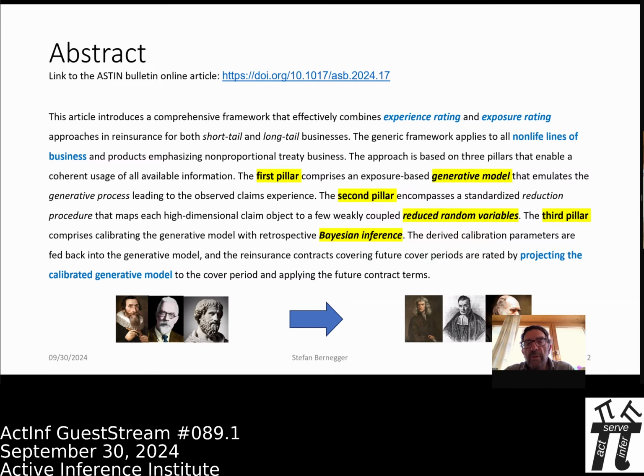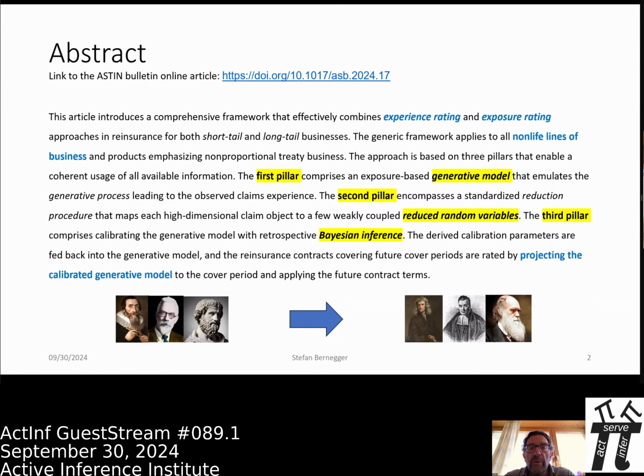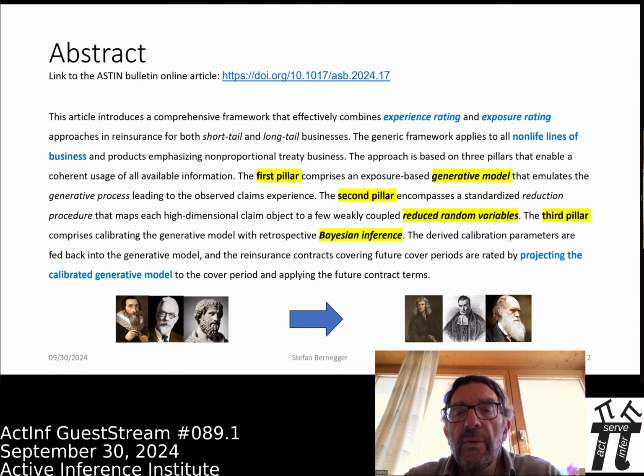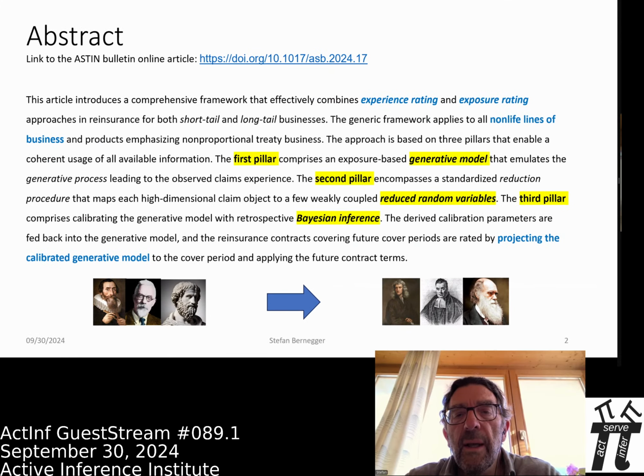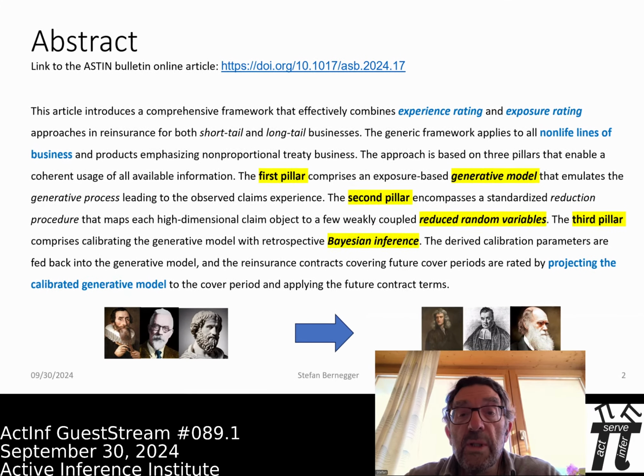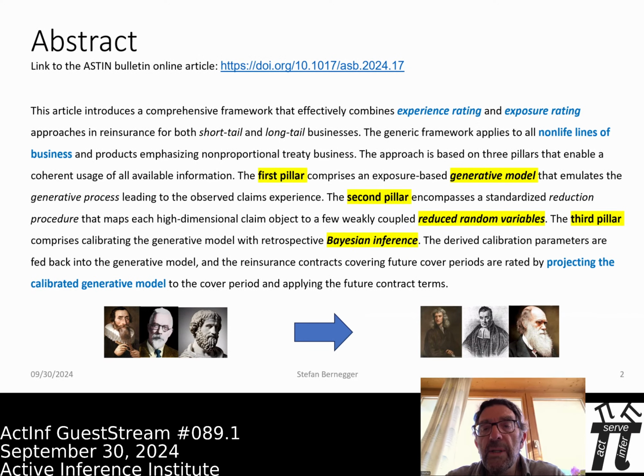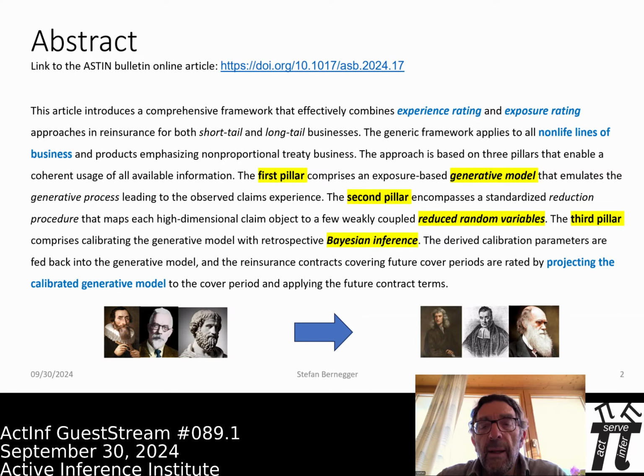Basically, what reinsurers do, they provide coverage to insurance companies. And when they provide a contract to cover the risks, they of course need somehow to rate this risk. There are two different approaches which are traditionally used. One is experience rating, the other exposure rating. I'm going to present a new framework, which is integrating the two into one integrated framework.